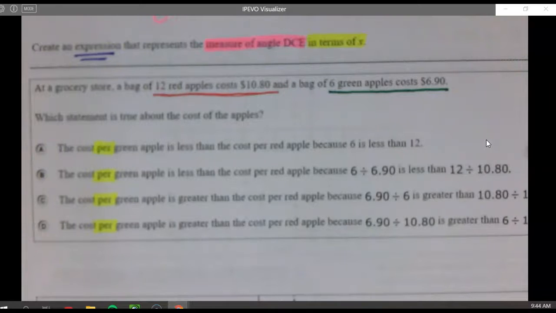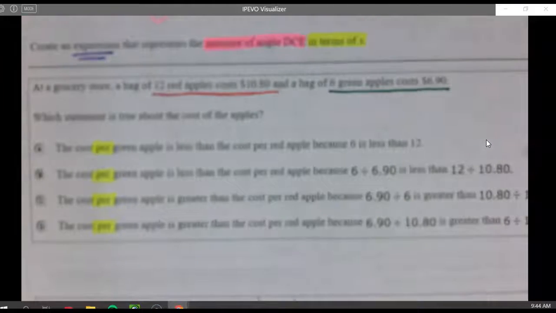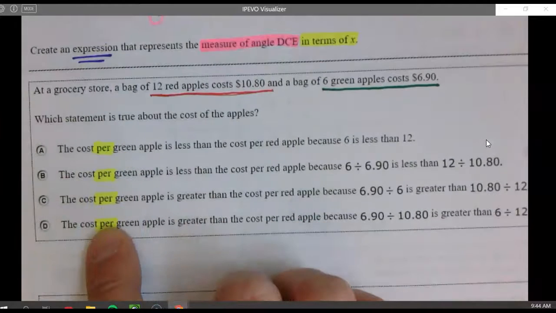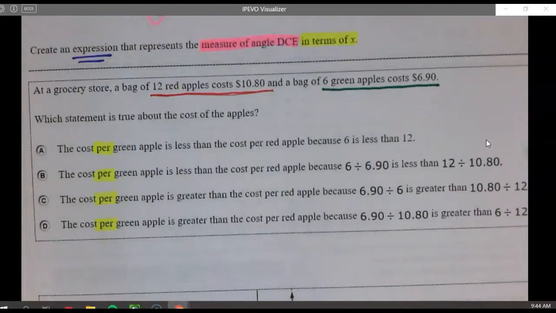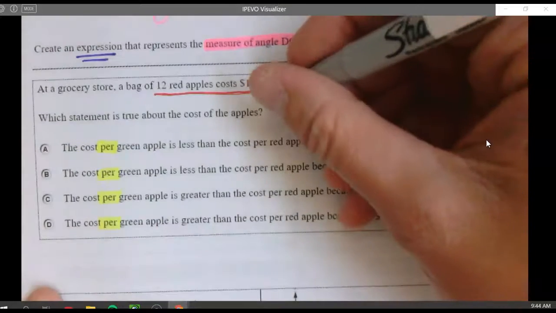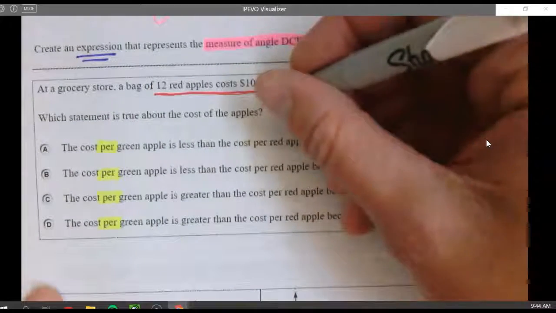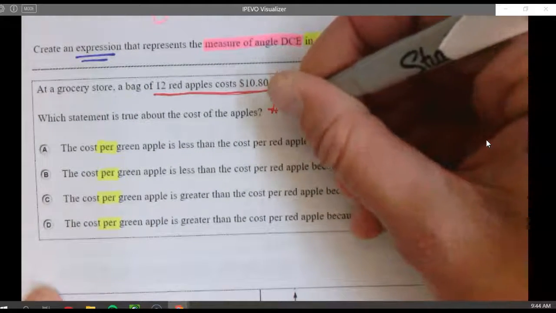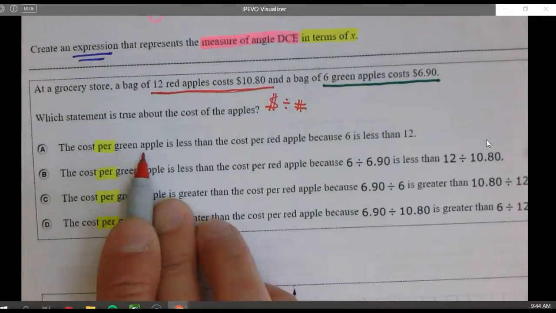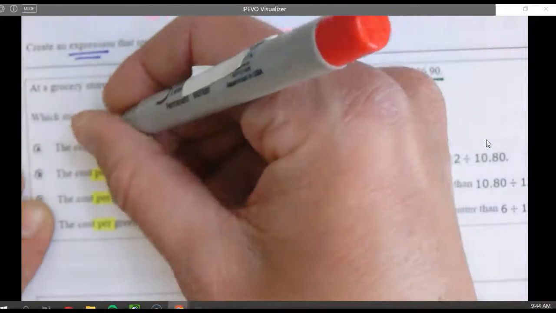Well, yeah, hopefully you're not watching the internet to watch commercials. But per, what does per tell us to do? Divide. Cost per apple is going to tell us to do dollars divided by number of apples. Cost per apple is dollars divided by number.